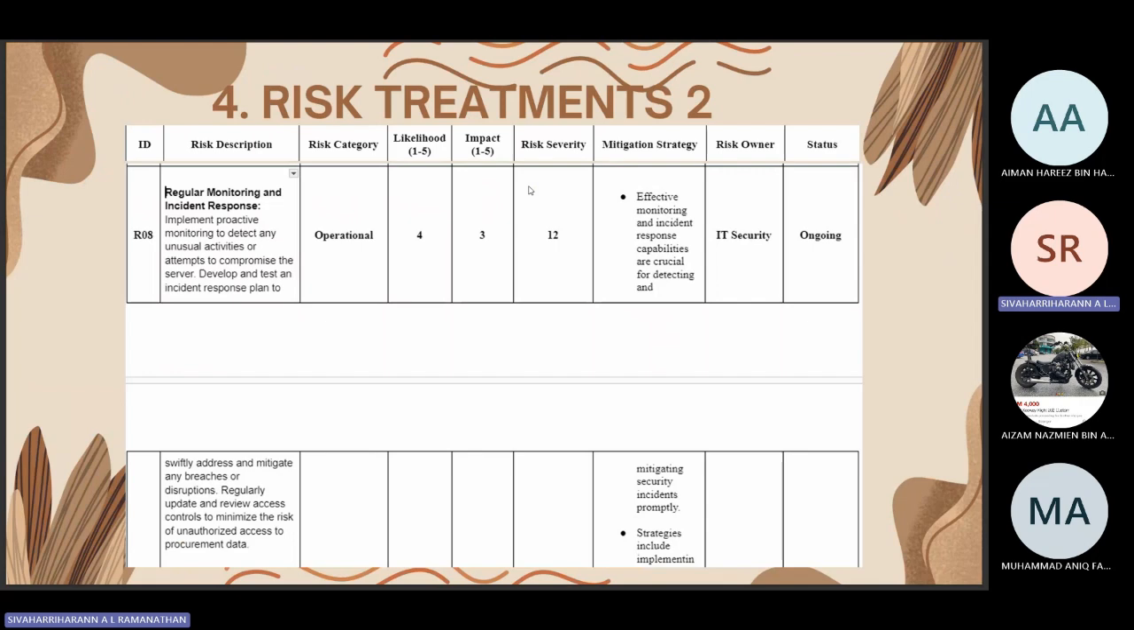So for the risk treatment 2, which is regular monitoring and incident response, proactive monitoring and incident response are crucial for detecting and mitigating security incidents. Mitigation involves continuous monitoring with SIEM tools, a well-defined incident response plan, regular security assessments, and timely updates of incident response procedures. So the risk category is still operational, likelihood is 4, impact is 3, risk severity is 12. The owner is still IT security, status still ongoing.